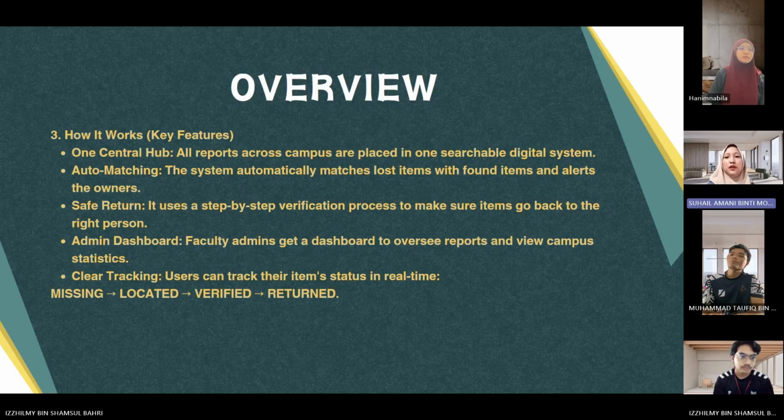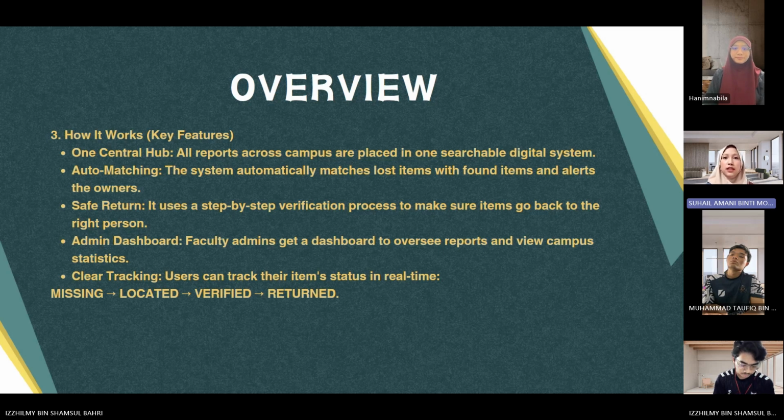Campusfind provides several key features to improve the lost and found process. First, it acts as a central hub where all lost and found reports are stored in one searchable system. Second, the system includes an auto-matching feature, which automatically compares lost item reports with found item reports and notifies the user when a potential match is detected.